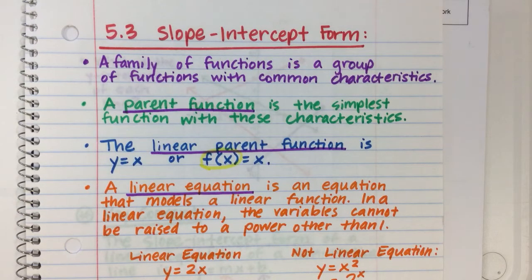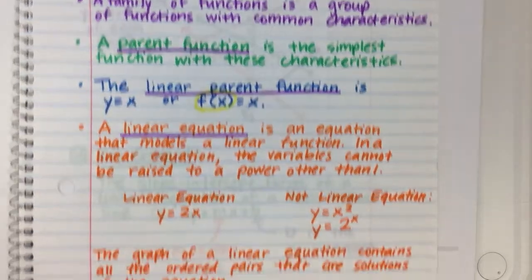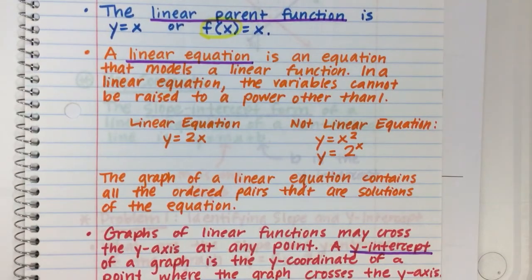A linear equation is an equation that models a linear function. In a linear equation, the variables cannot be raised to a power other than 1. So in a linear equation, you're going to have like y is equal to 2x. Not y is equal to x squared or y is equal to 2 to the x power. You're not going to have any powers of your variable other than 1. So you're not going to have any exponents of 2, 3, and that kind of stuff.